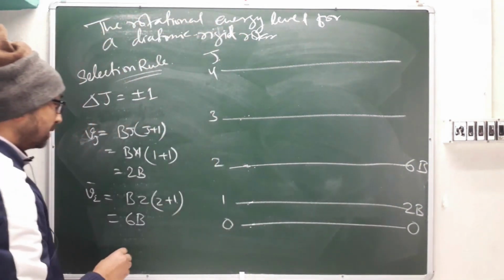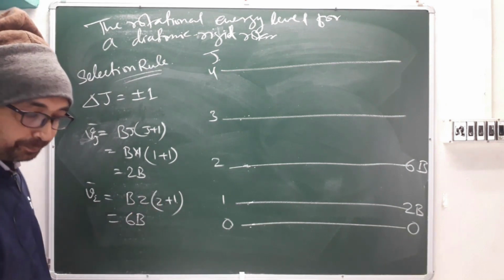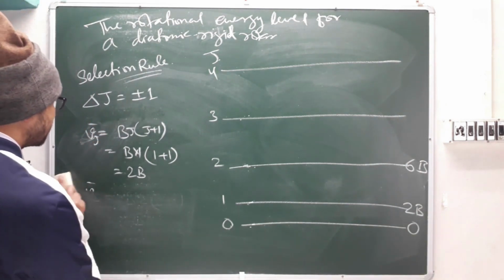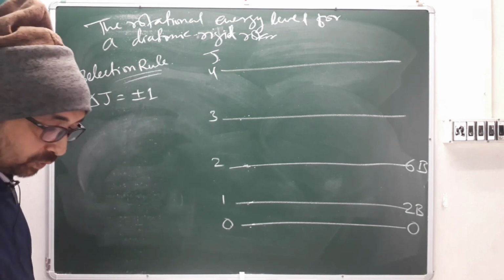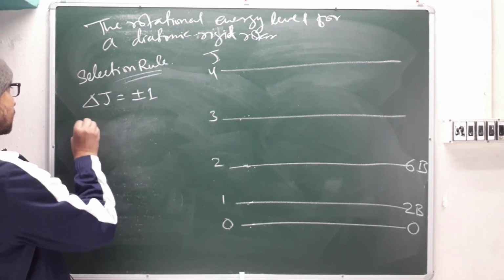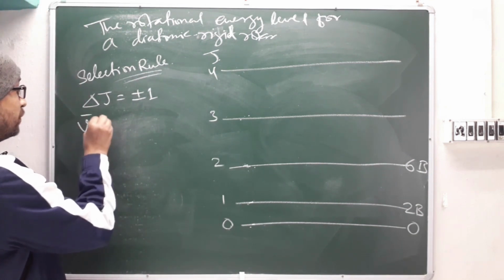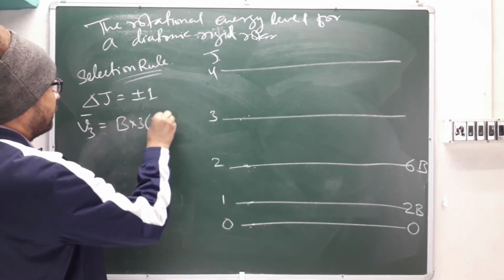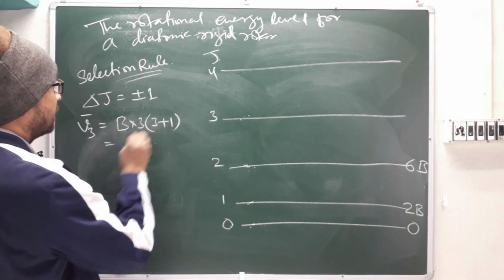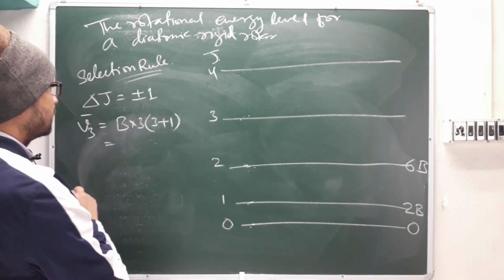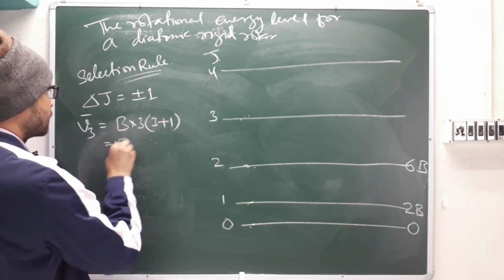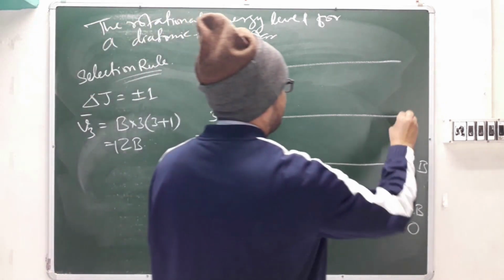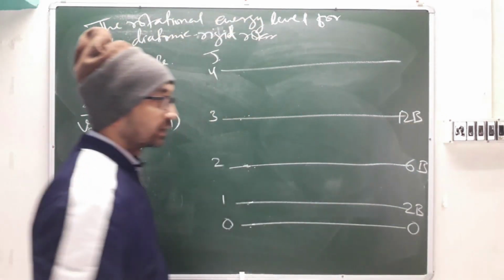When it is 3, how much it is coming? We'll see how much it is coming. Okay, when your J value is 3, then it will be B into 3 plus 1. Okay, how much it is coming? 3 and 1 is 4, 4 into 3, how much it is? 12. So this is 12B. Okay, here it will be 12B, correct?